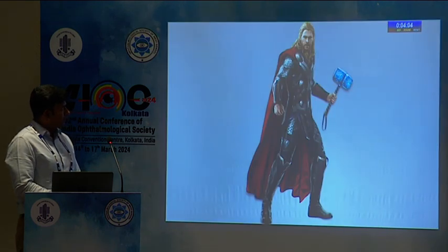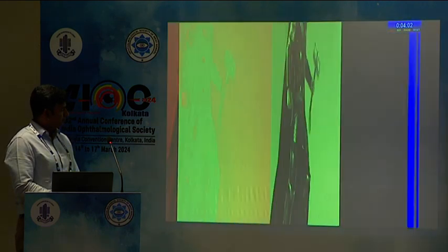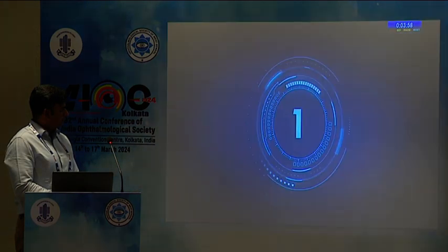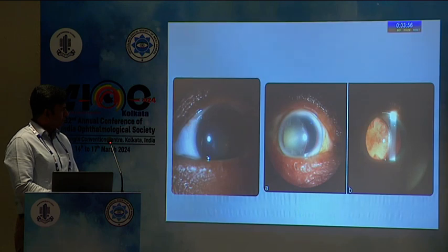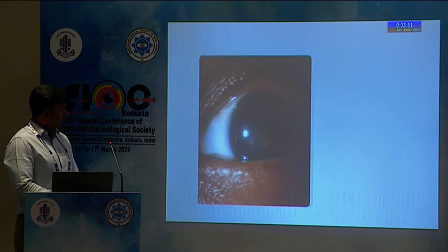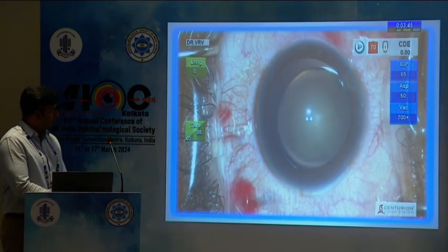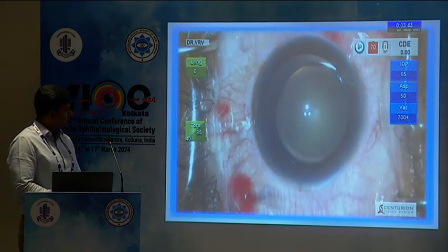Now, just like Thor and his mighty hammer Mjolnir, we too have a powerful tool at our disposal, the flanges. Our first challenge was dealing with cases of large zonular dialysis or gross zonular weakness, such as in this microspherophakia case, where a capsular tension ring alone may not provide sufficient support. In these cases, a capsular tension segment is also required.